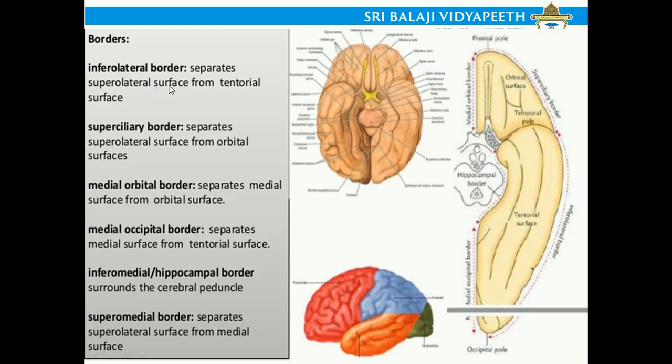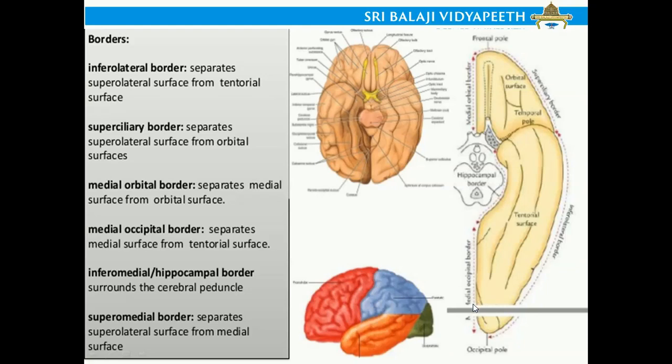The infrolateral border separates the superolateral surface from the tentorial surface. Next is the superciliary border that separates the supralateral surface of the brain from the orbital surface of the brain. The medial orbital border separates the medial surface of the brain from the orbital surface of the brain, and the medial occipital border separates the medial surface of the brain from the tentorial surface of the brain, or the occipital lobe of the brain.